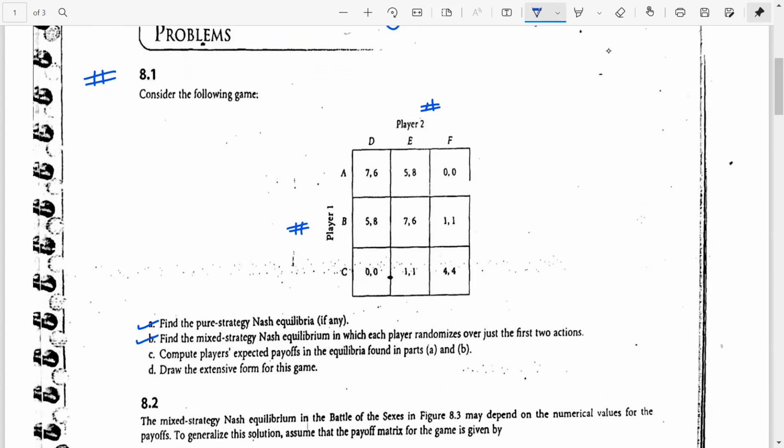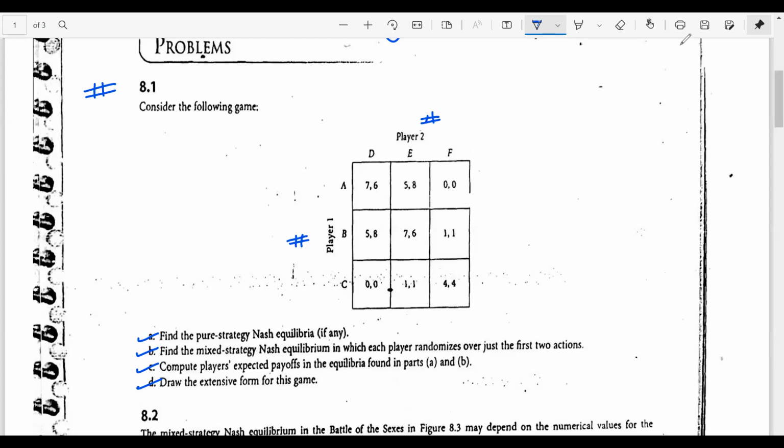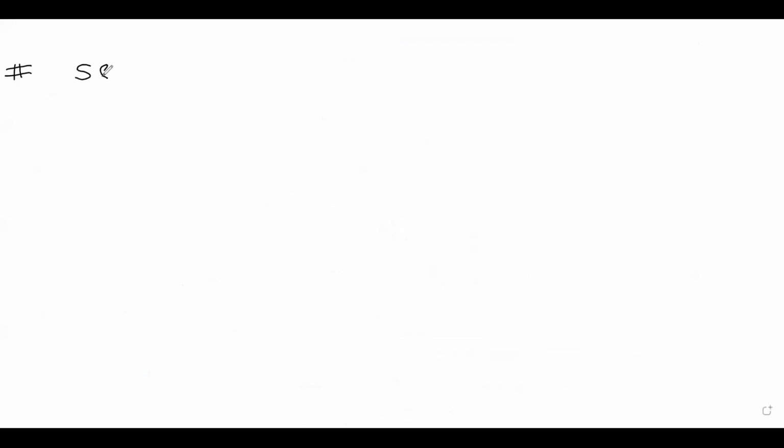Part B asks us to find the mixed strategy Nash equilibrium, in which every player is going to randomize over just the first two actions. Part C asks us to compute the expected payoffs of the players in the equilibrium. And part D asks us to draw the extensive form for this game. So let me come to the whiteboard and let's solve this question on the whiteboard. So we look at Snyder and Nicholson problems based on game theory.